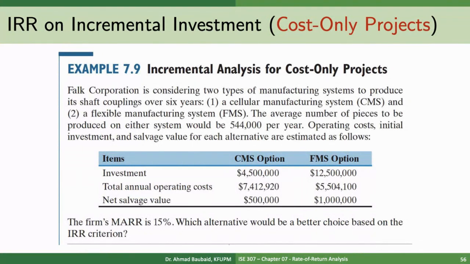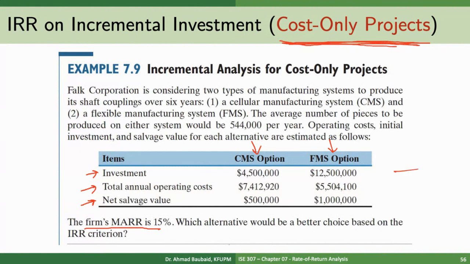So just to do this example, notice here we have cost-only projects. So we don't have revenues in this case. And you've already seen this, I think, even in the midterm, right? Suppose I give you 2 options, the CMS and this FMS option for some type of investment. And I give you costs. Notice here we have an investment cost, total annual operating costs, and a salvage value, which is not really a cost, but sometimes we think of it as a cost. And I tell you that the firm's MARR is 15%. Which alternative should you choose?